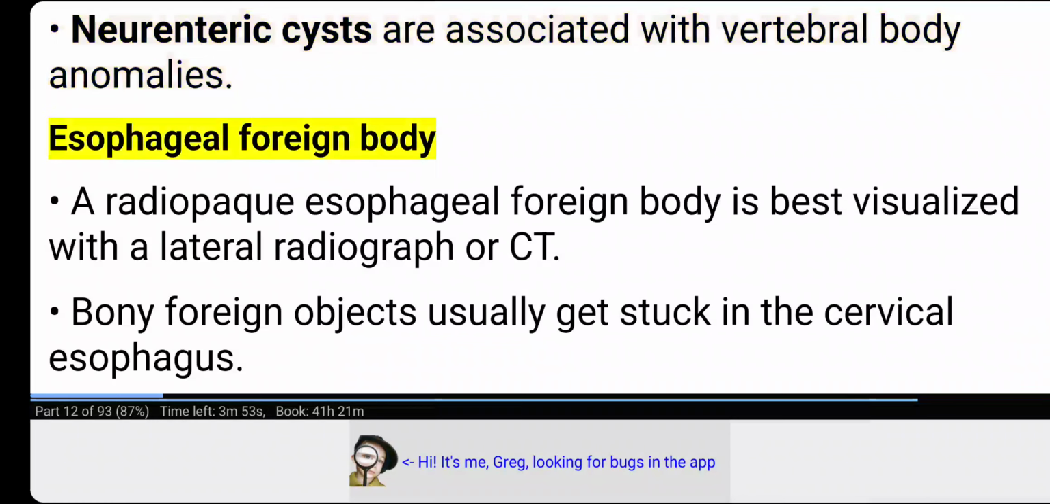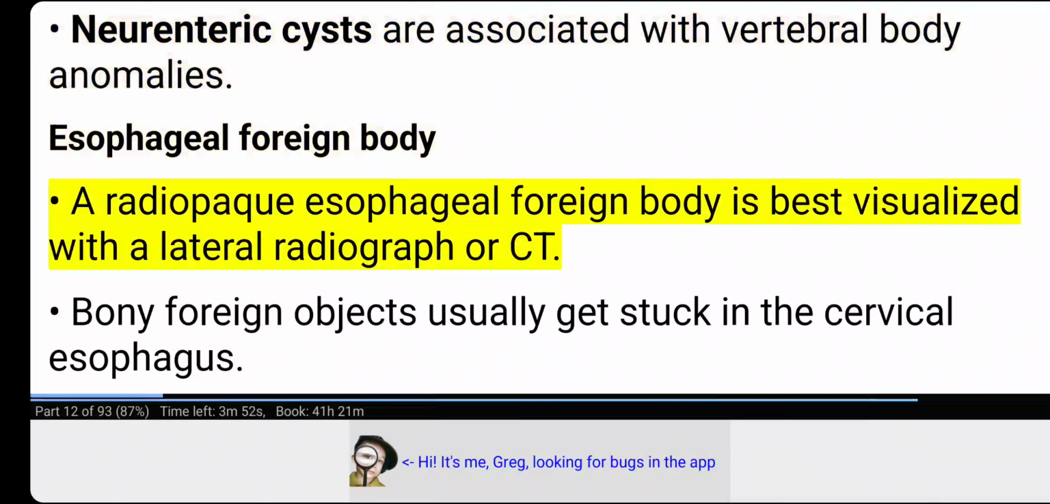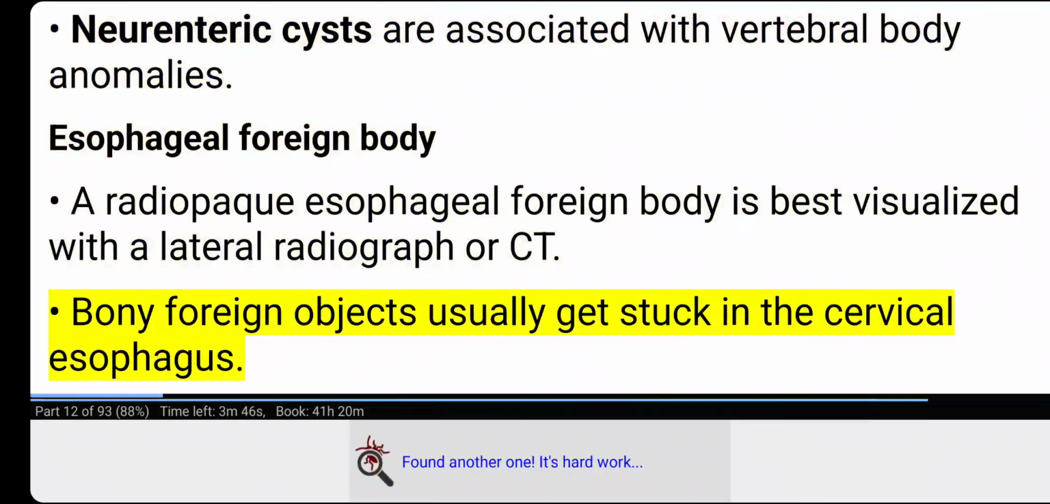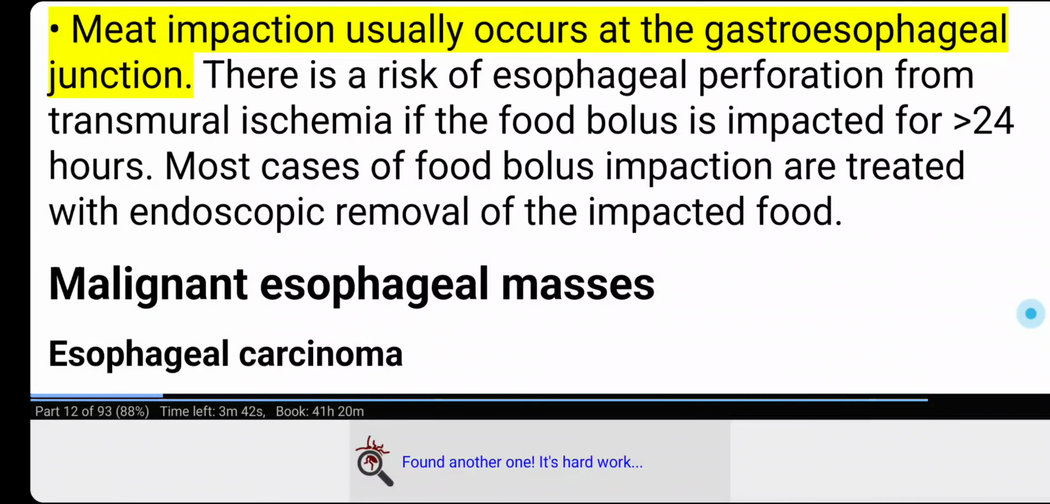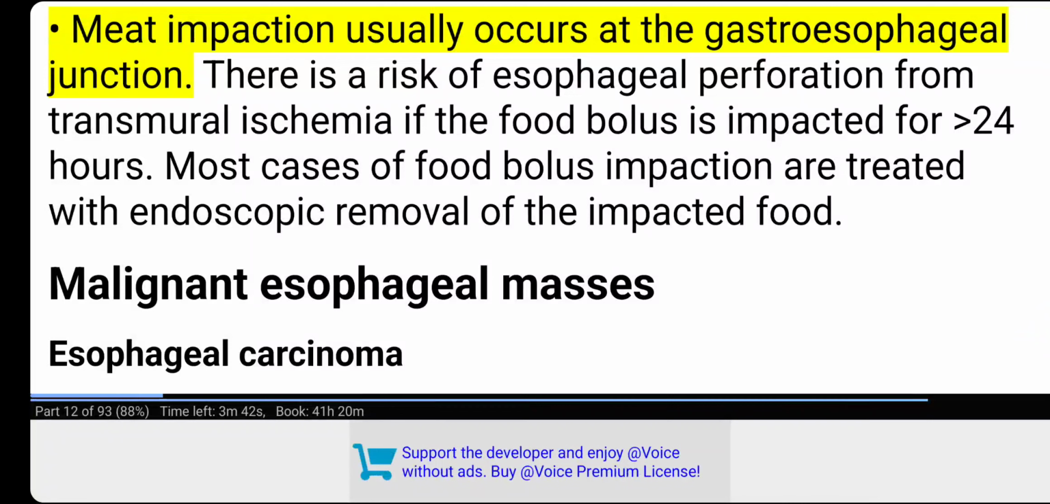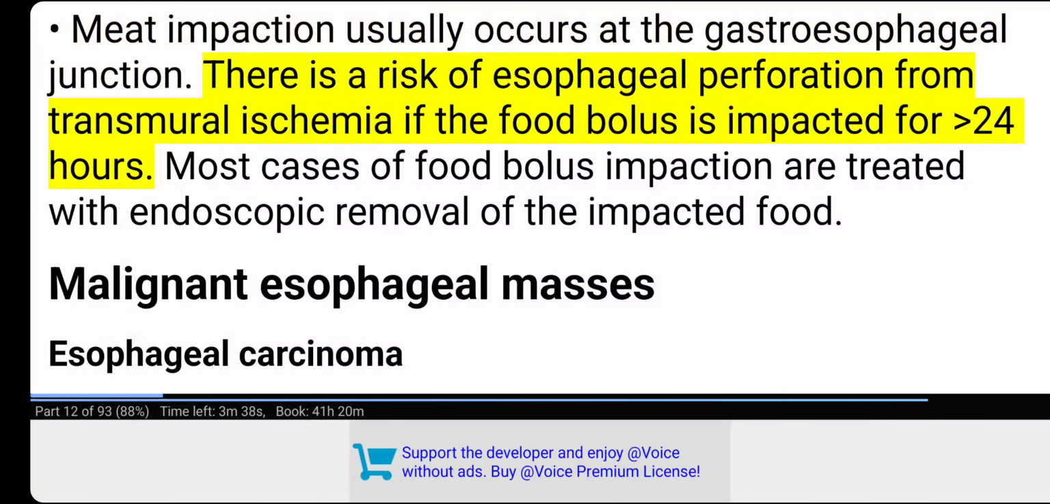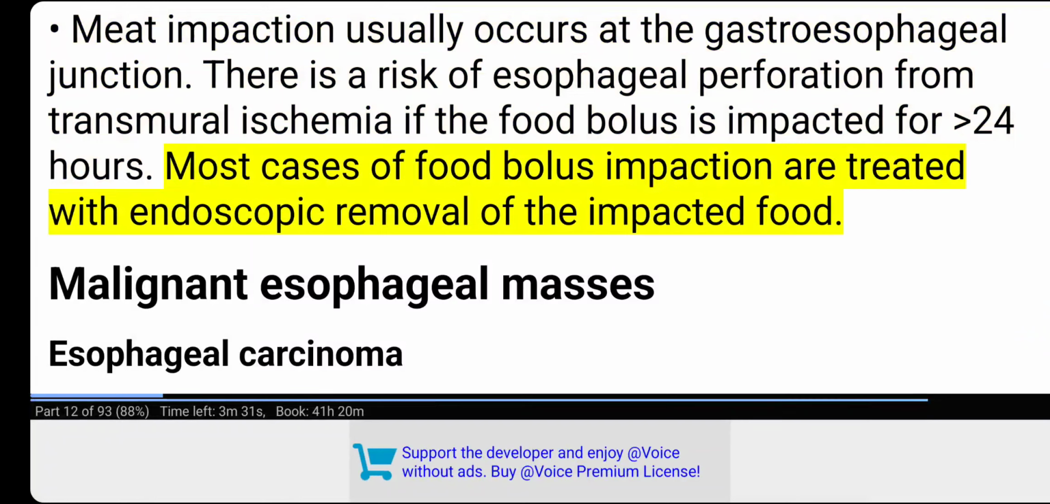Esophageal foreign body. A radiopaque esophageal foreign body is best visualized with a lateral radiograph or CT. Bony foreign objects usually get stuck in the cervical esophagus. Meat impaction usually occurs at the gastroesophageal junction. There is a risk of esophageal perforation from transmural ischemia if the food bolus is impacted for greater than 24 hours. Most cases of food bolus impaction are treated with endoscopic removal of the impacted food.